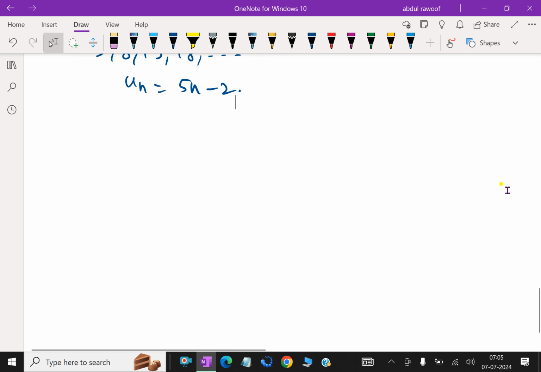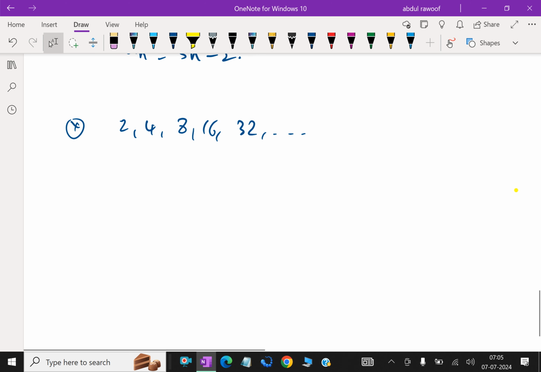Next, look at here. The terms are 2, 4, 8, 16, 32. Here, this is Un. This is 2 power 1 is 2, 2 power 2 is 4, 2 power 3 is 8, like 2 power n.